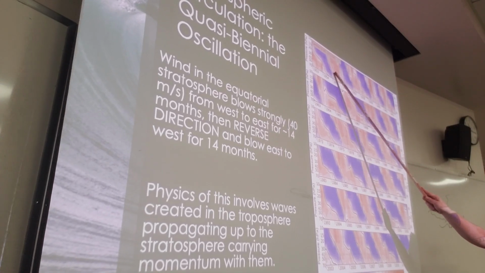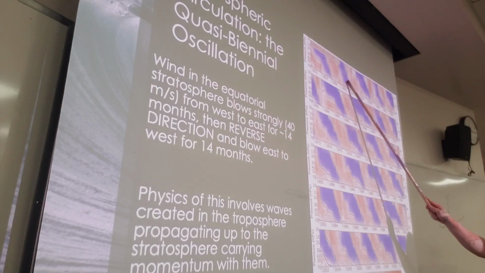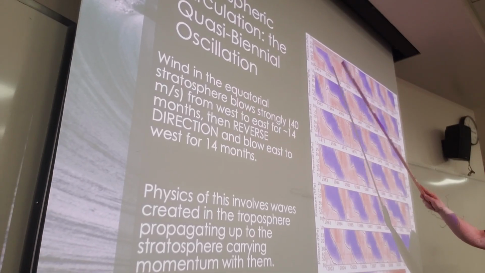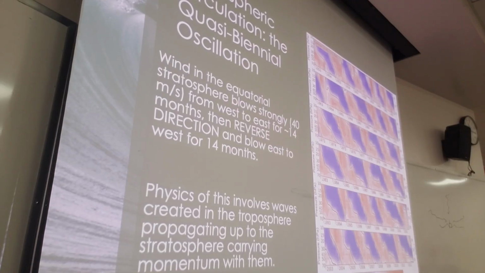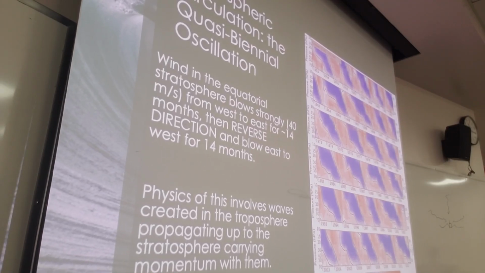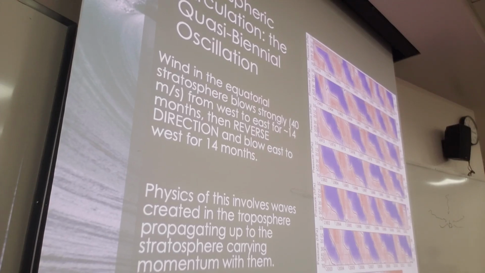Then in 55, it switches back to east. 56, it switches back to west. And so we're going east, west, through time. And it repeats on about a 2-year cycle. Not exactly 2 years. And so this is really amazing.